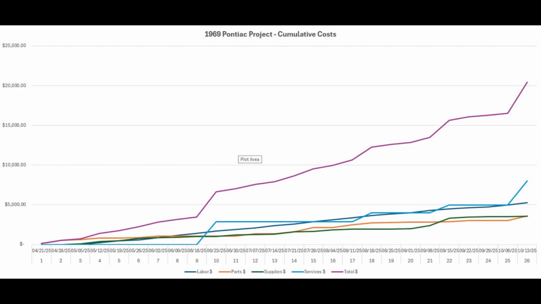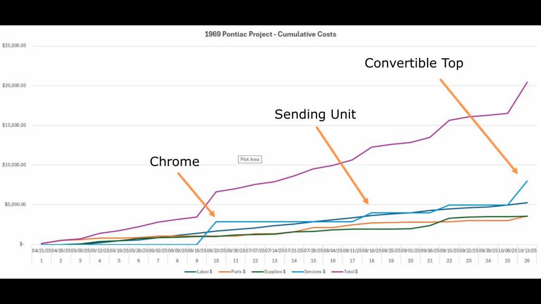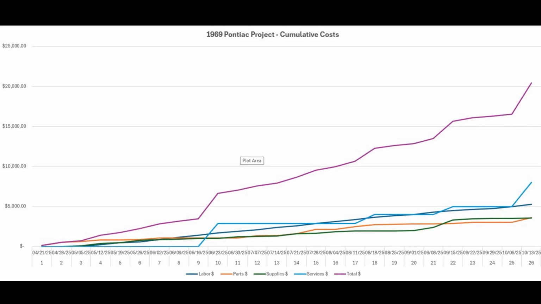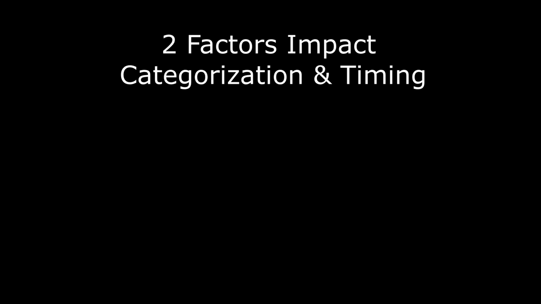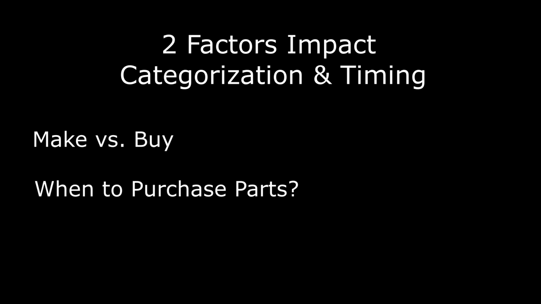The total cost curve shows the sum of all categories. It is easy to see the steps in the total cost caused by service purchases. The other curves for labor, parts, and supplies are pretty linear, except for when the 3-part paint was purchased in week 22. Two factors impact the categorization and timing of these numbers: making versus buying parts, and when to purchase parts.